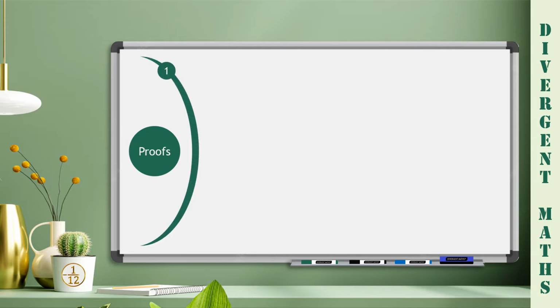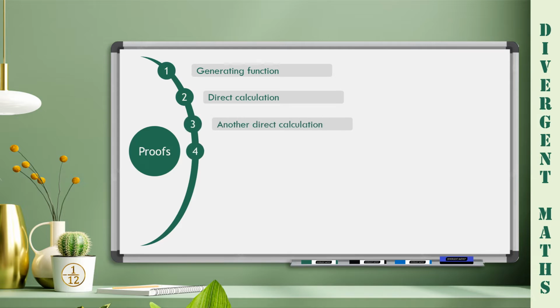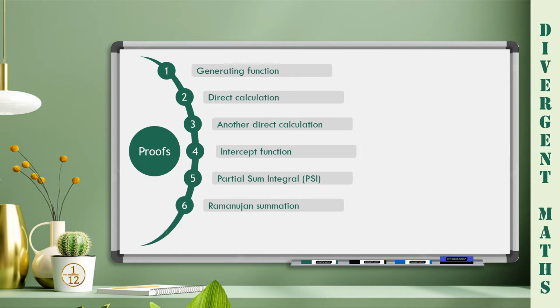The first one, we're going to look at, as usual, the generating function. Proof number 2, we're going to do a direct calculation. Third proof, another direct calculation. Fourth proof, we're going to look at the intercept function. Fifth proof, we're going to look at the partial sum integral, the PSI. Proof number 6, we're going to look at Ramanujan summation. And the last proof, we will look at Abel-Plana summation.